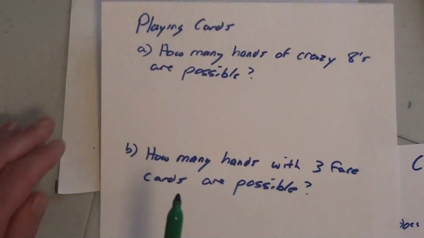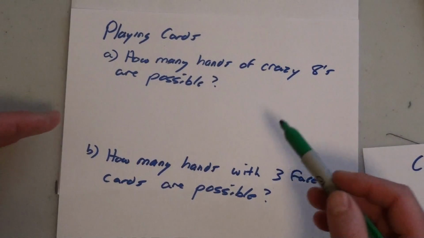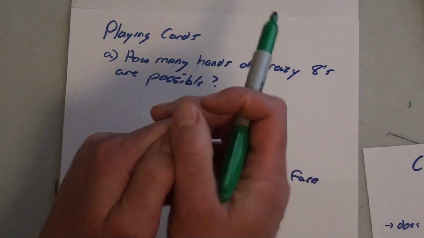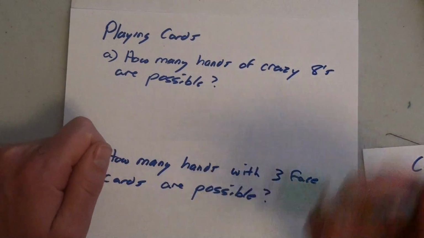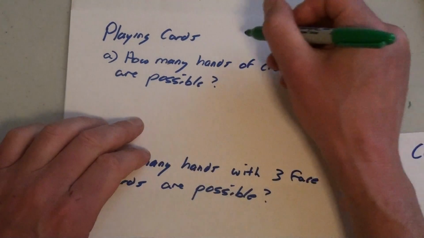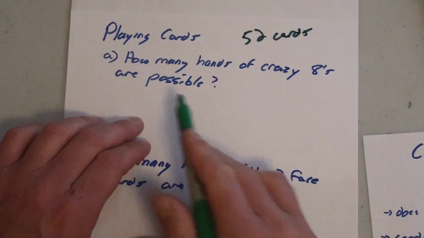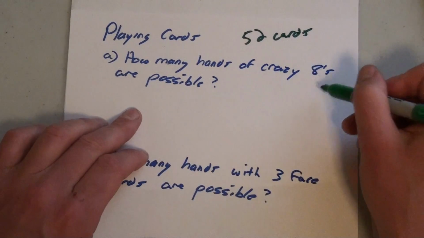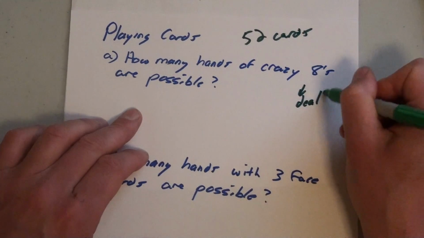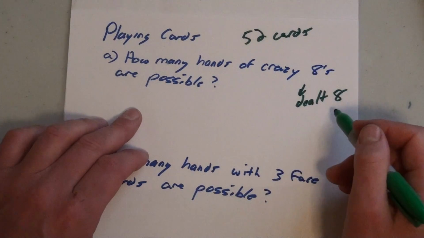If you're playing cards, the order that you get your cards doesn't really matter for most games. It just doesn't matter that you actually get it in your hand, that you have it there in front of you. Doesn't matter if it's the first card dealt or the second card dealt and whatnot. Most standard card decks have 52 cards. Okay? How many possible hands of Crazy Eights are possible? Now in Crazy Eights, if you don't know the rules, you get dealt 8 cards out of the 52.